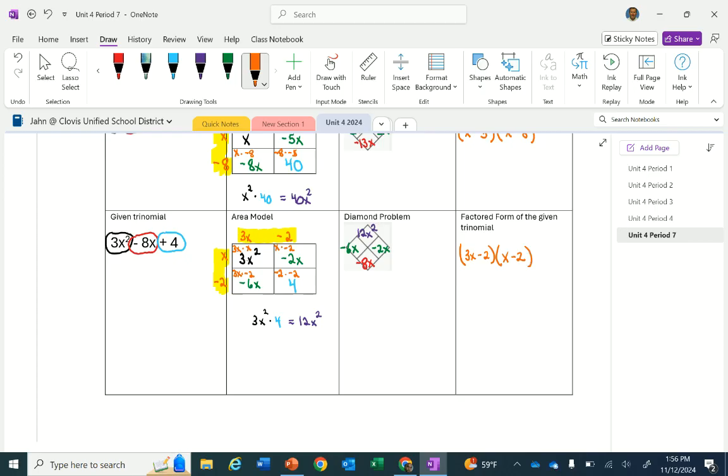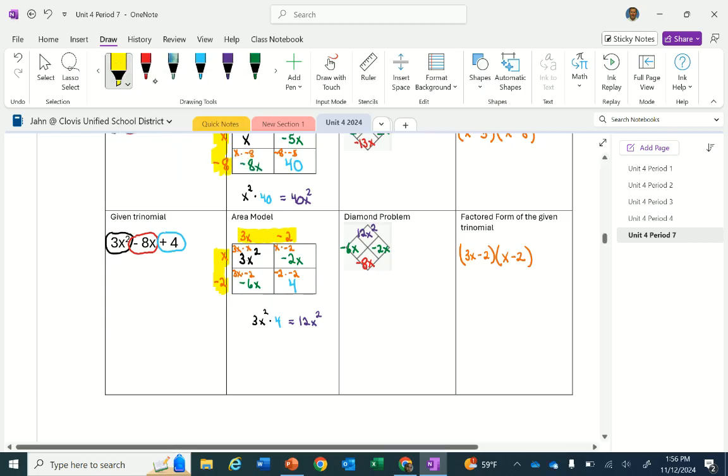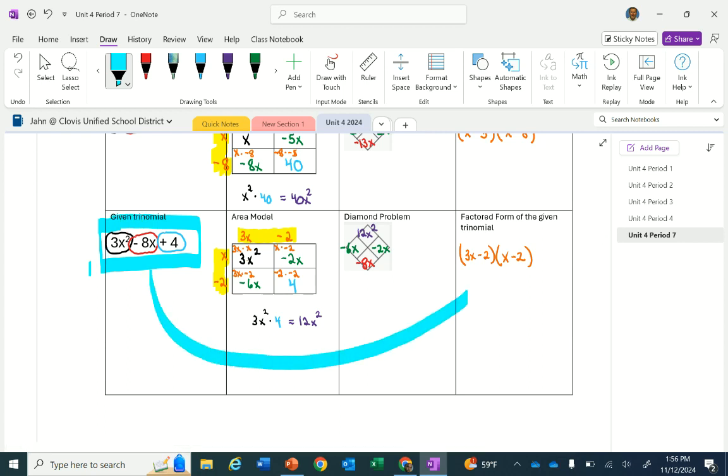So what is this telling me? Well, this is telling me that if I took the given trinomial 3x squared minus 8x plus 4, it is equal to the factored form of 3x minus 2 times x minus 2. These two expressions are equivalent with each other, okay? So this is what factoring is telling me, that you need to find two expressions, 3x minus 2 and x minus 2, that when you multiply them together, it's going to be equivalent to the given expression.